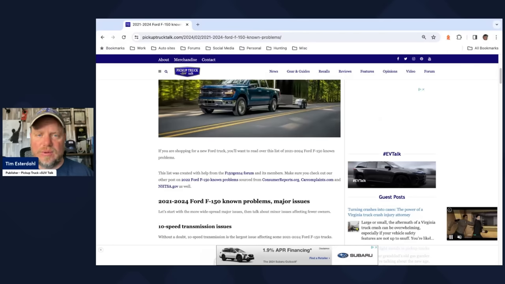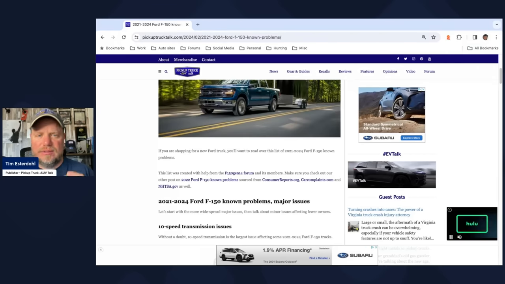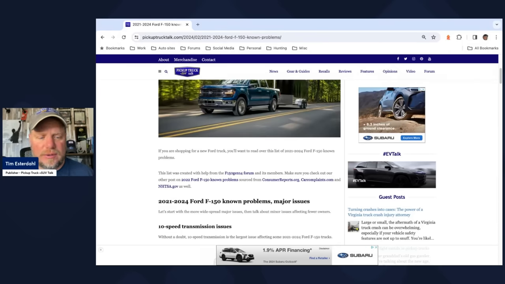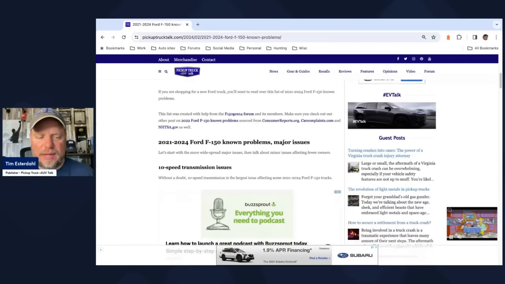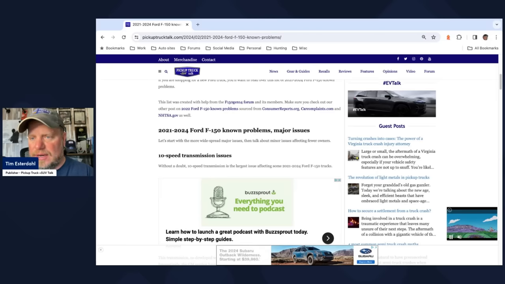So we're going to start this list with major problems, then go to kind of minor issues, and give you some more information when you're out there shopping. The major issue is, without a doubt, the 10-speed automatic transmission. It's the single largest issue affecting the 2021 through 2024 Ford F-150 trucks. I know the 2024 models aren't out yet, but it's just a refresh on the interior and the tailgate, so I anticipate they're still going to have some issues with this because they're working through some things.